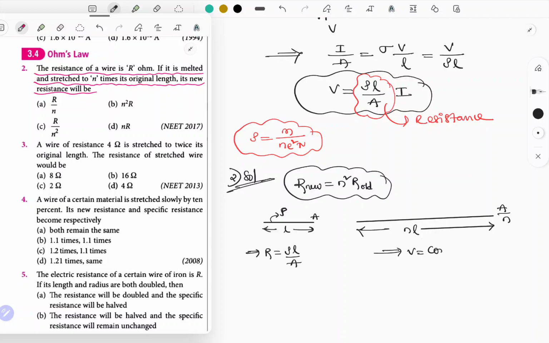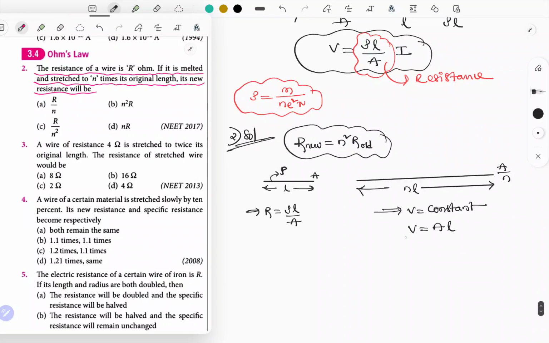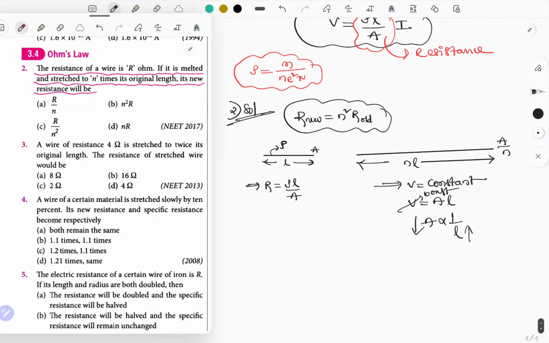Volume of the wire is generally constant, right? Volume is directly proportional to area and directly proportional to length, which is constant. So I can decide like this: area of cross section is inversely proportional to length. If length increases by n times, area of cross section decreases by n times. So from this, resistivity of the material doesn't change if I increase or decrease the length of the wire.